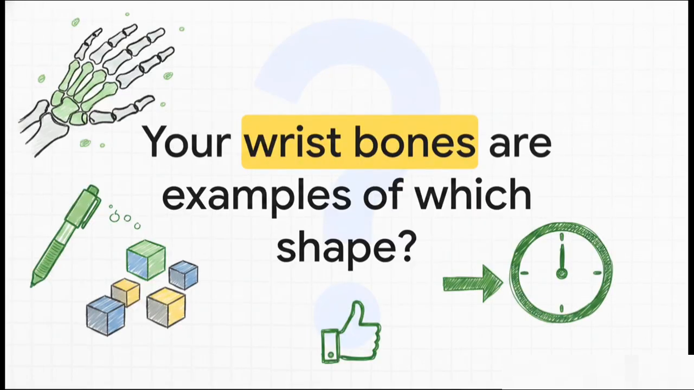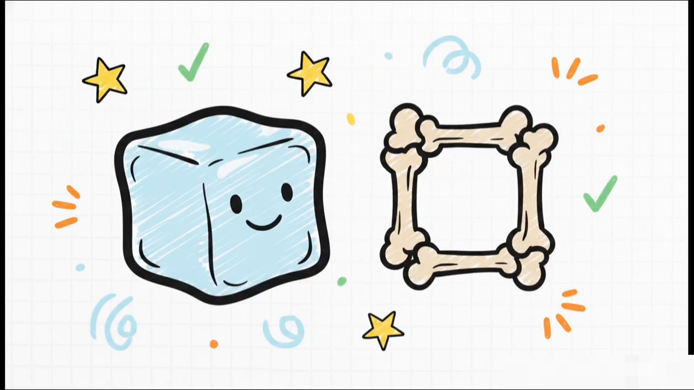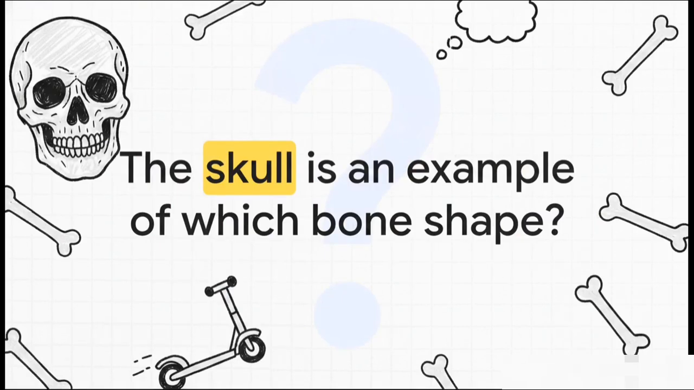All right, it is quiz time. The bones in your wrist are examples of which shape? Try to think back to that green pen memory trick with the everyday objects. Got your answer ready? The answer is short bones. If you pictured those little ice cubes, you absolutely nailed it. Awesome job. Okay, let's try just one more.